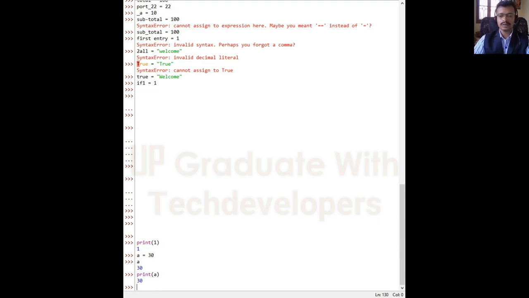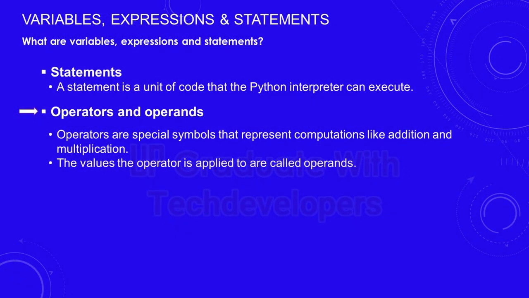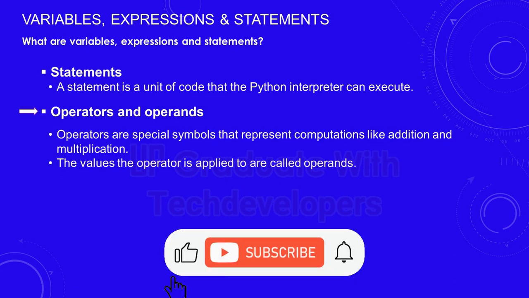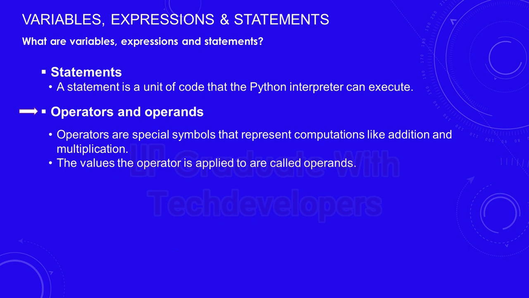So now let's talk about the operators and operands. Operators are special symbols that represent computations like addition and multiplication. The values the operator is applied to are called operands. The operators plus, minus, multiplication, division, and exponentiation all have symbols in Python.